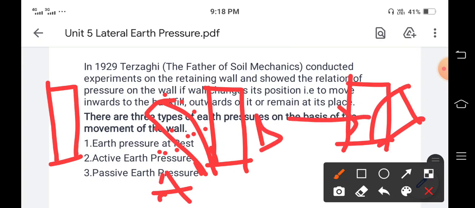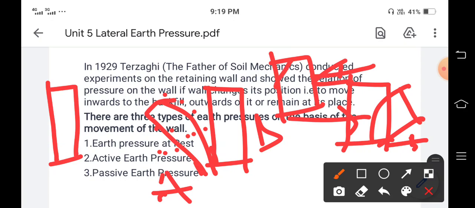So this is the backfill, which means at the back of the wall there will be the backfill, meaning the soil. The wall moves towards the backfill, which is called passive earth pressure. And what is meant by earth pressure at rest? It means that when this earth pressure is applied, the wall cannot be moved. It is kept at its original position, which is called earth pressure at rest. There is no movement of the wall; it is kept at its original position, which is called rest.